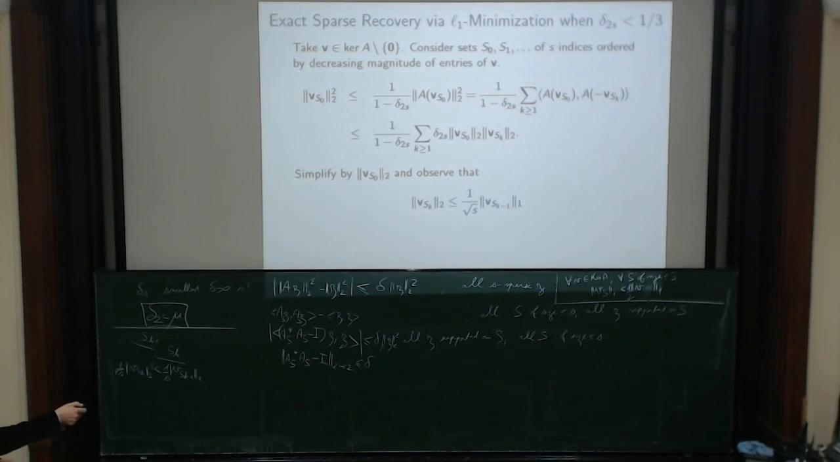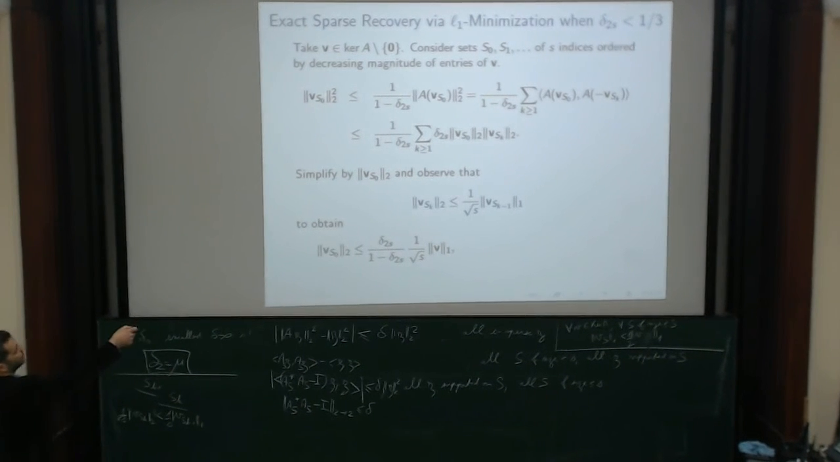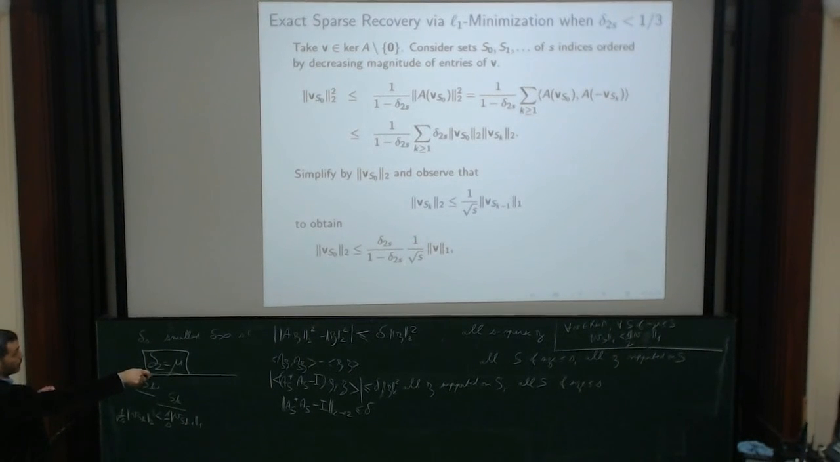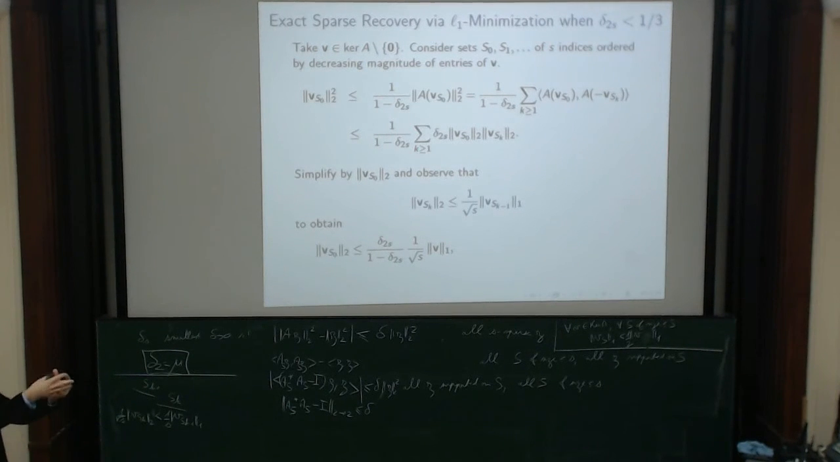All right, so this is this crucial observation. So now, based on this observation, after simplification by VS0 in L2 norm, I have delta 2s over 1 minus delta 2s. I will have the square root of s coming out. And what I have would be the sum for k larger than 1 of VSK minus 1 in L1 norm. So the L1 norm of V on S0, then the L1 norm of V on S1, et cetera, et cetera. And they all add up to something which is the L1 norm of V, or in fact smaller because we're missing the last index set possibly. But this is what we arrive at, okay?